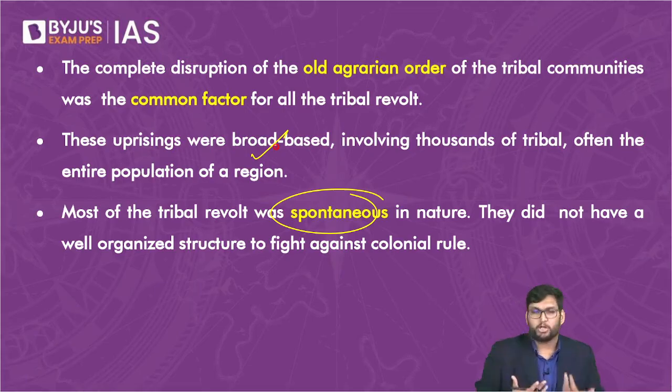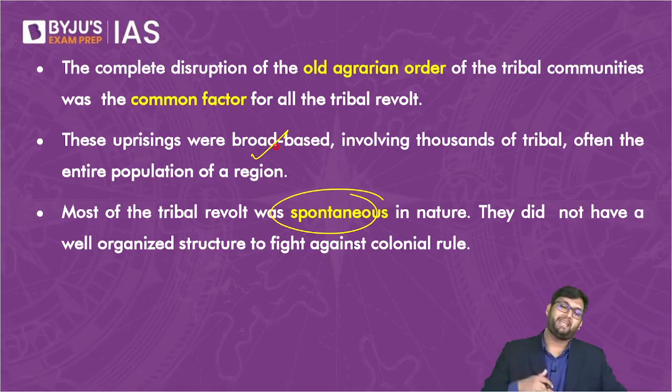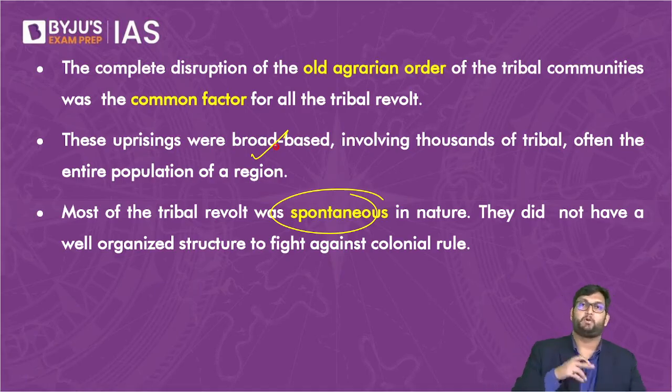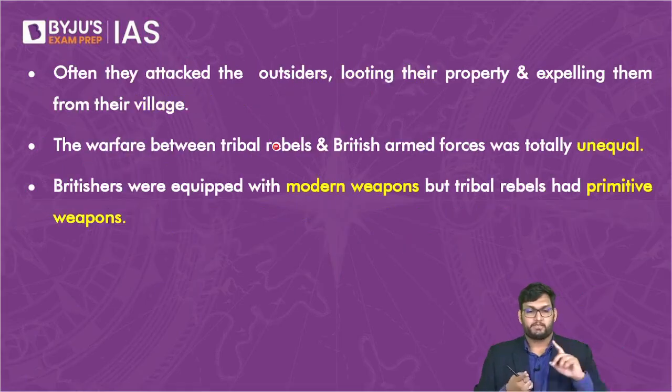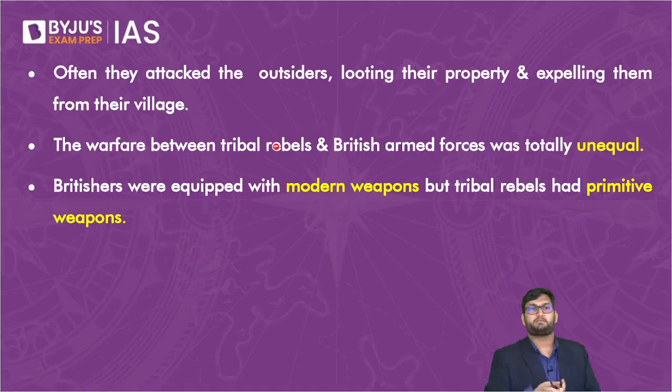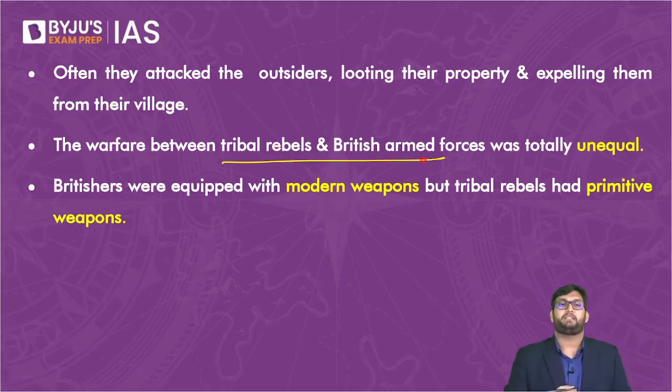They were more or less rebelling against the old agrarian order, which is the zamindars and the moneylenders. But again, there is no basic planning in what they want to do once they are able to overthrow that. So they often attacked the outsiders, looted their property, and took what was theirs. But the warfare between the British and the tribal rebels was mostly unequal. The British were using modern weapons vis-a-vis the tribals using primitive weapons.